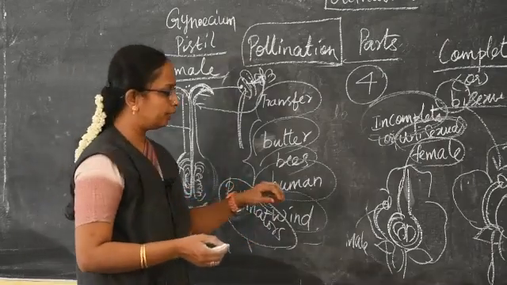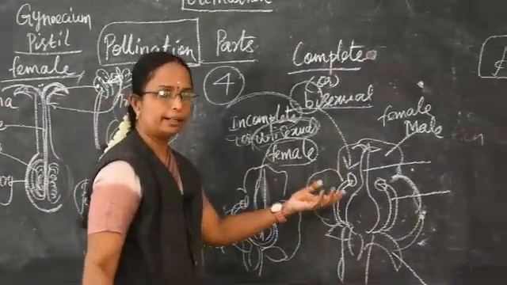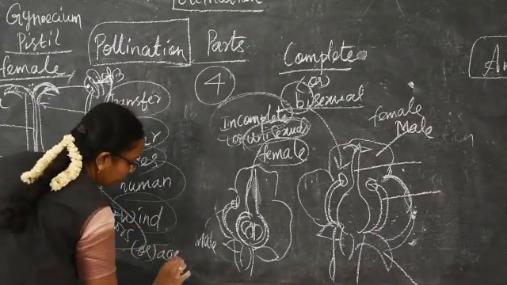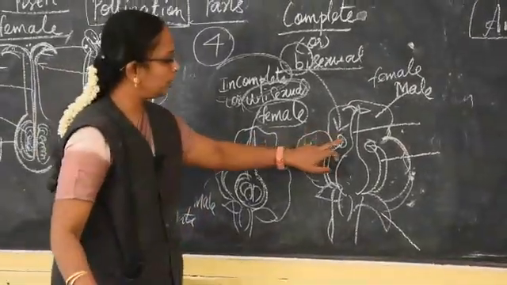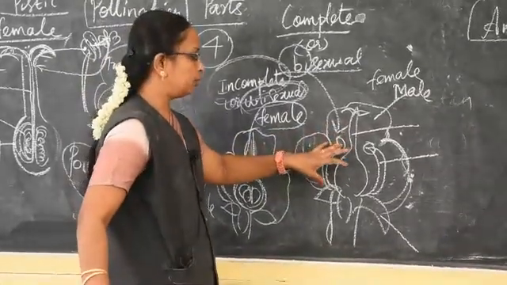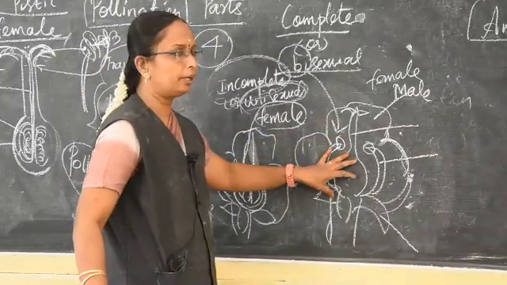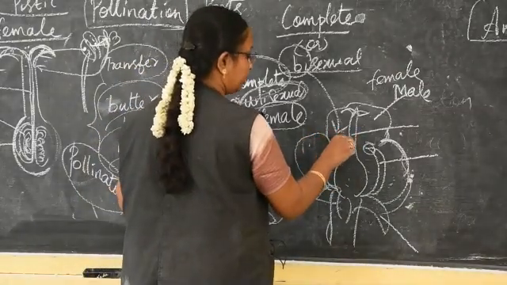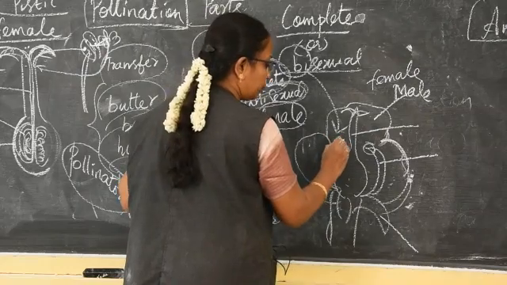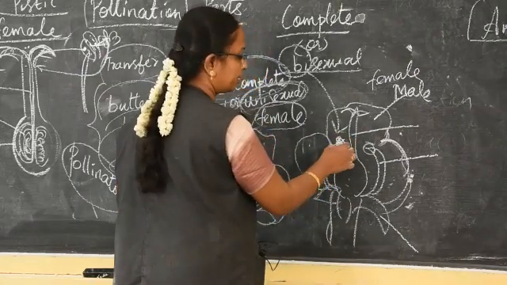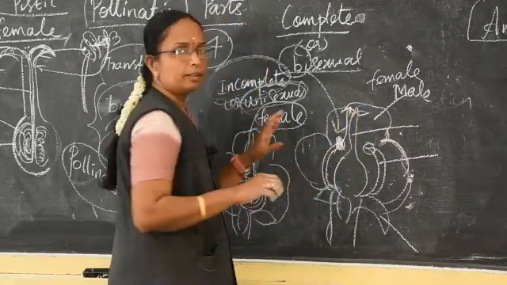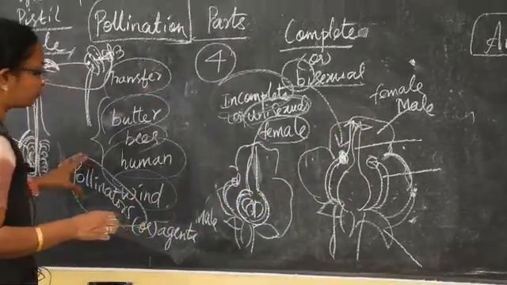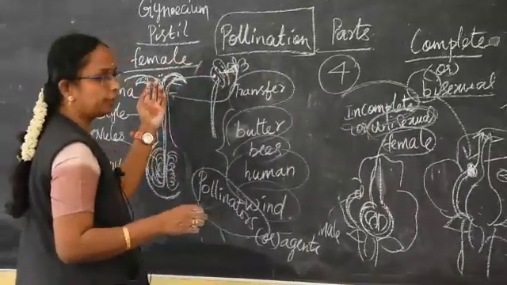In a bisexual flower, they do not need any pollinating agents, because both organs are there. But tomato is a bisexual flower, and it needs a butterfly to agitate the pollen grains. So in order to loosen the pollen grain, they need some insect, so that it will fall onto the surface of the stigma. So these pollinators, what are they doing? They are transferring the pollen grains.